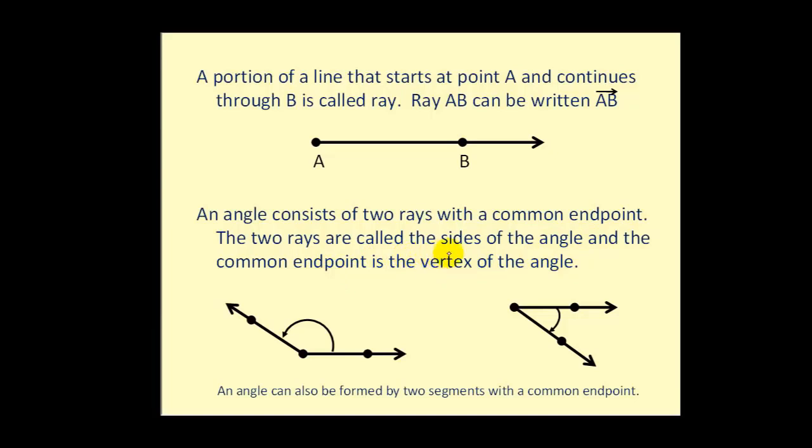The two rays are called the sides of the angle, and the common endpoint is called the vertex. So here we have the vertex, here we have one side, here we have another side.